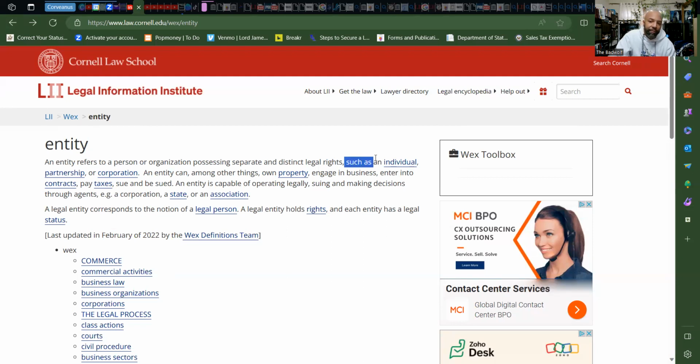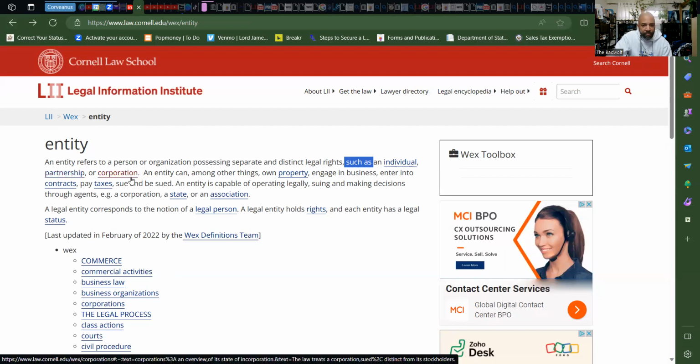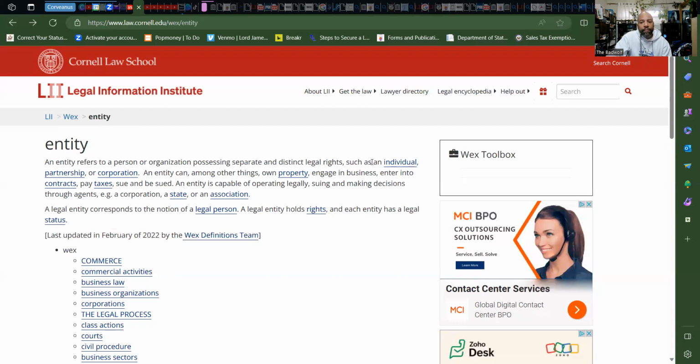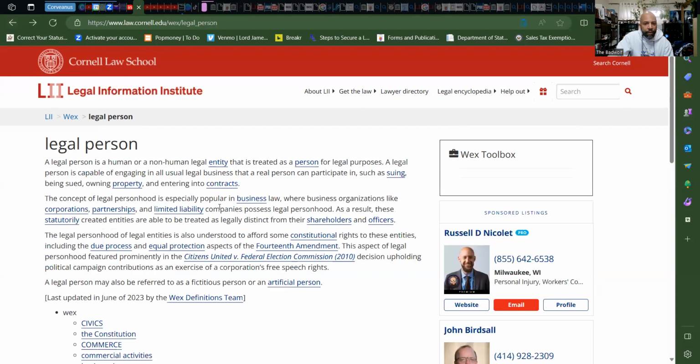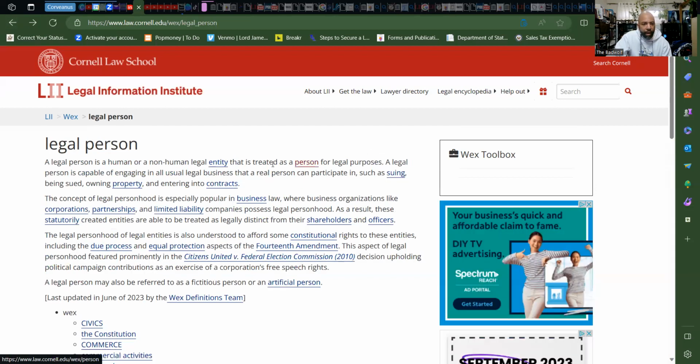Because then it says such as. It doesn't say same as. It says such as. So you're saying an entity has these rights like a living individual, like a partnership, like a corporation. Doesn't say same as. It says such as. Similar to, but not the same. See how they do that? It's clever. Very clever.